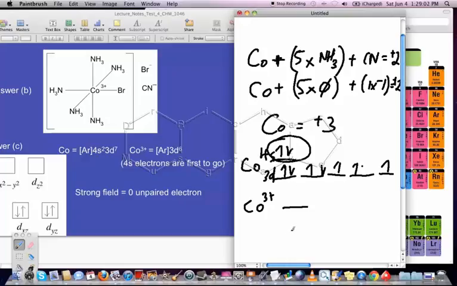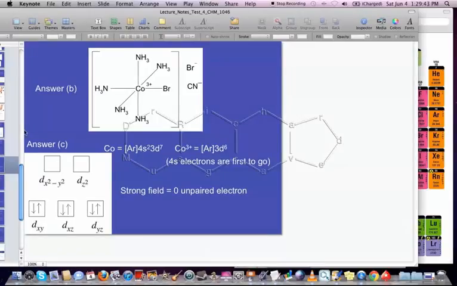So the 4s, I take those 2 away, and then I'm going to take 1 of the d electrons away. I took this one here, so I took that one and these 2, and it was 3+, so I had to remove 3 electrons. So now my electron configuration is Ar 3d6. That's 1, 2, 3, 4, 5, and then 6. So that tells me how many electrons I'm dealing with in my structure.